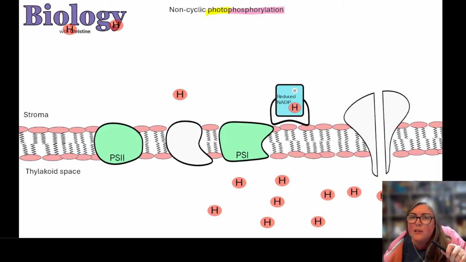The light-dependent reaction occurs in the thylakoid. Yes, in the thylakoid membrane.